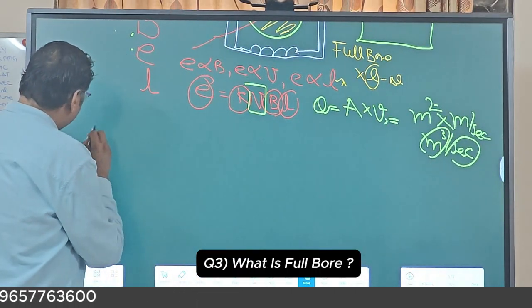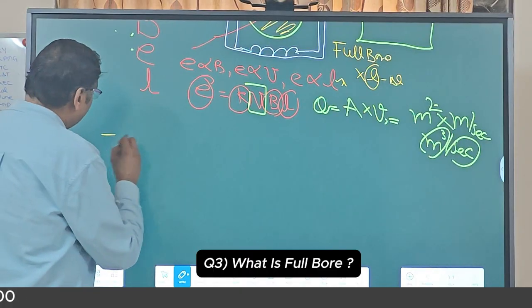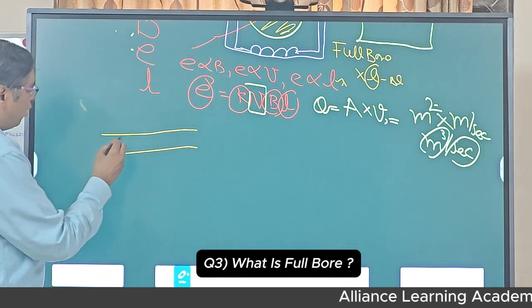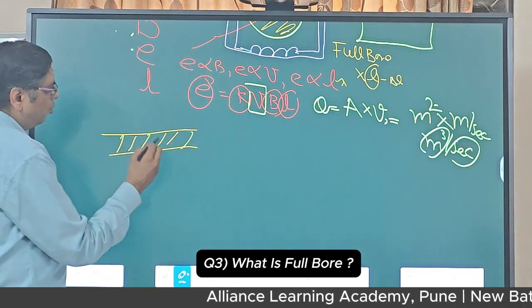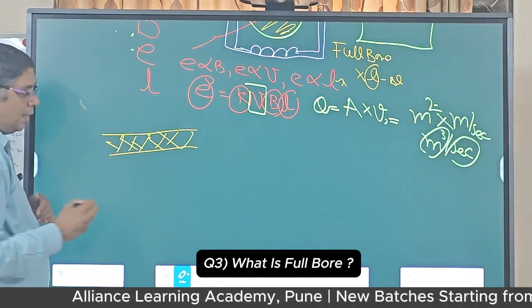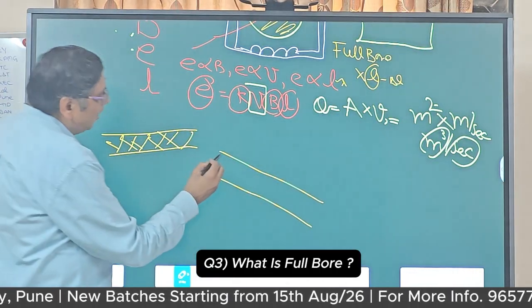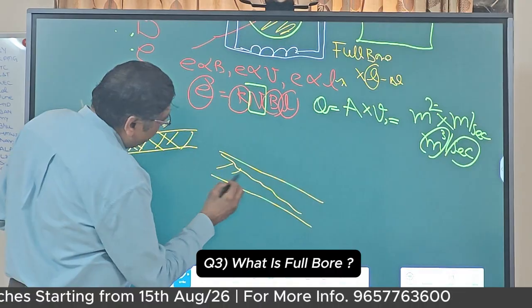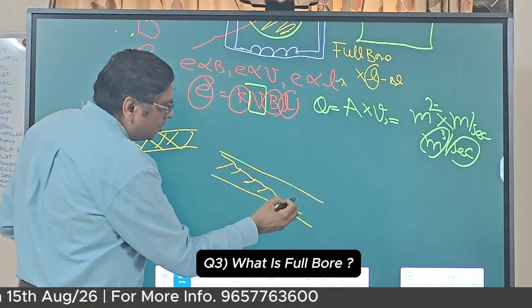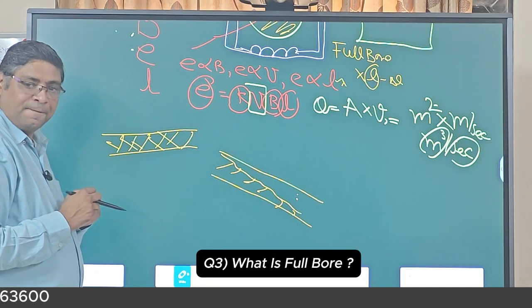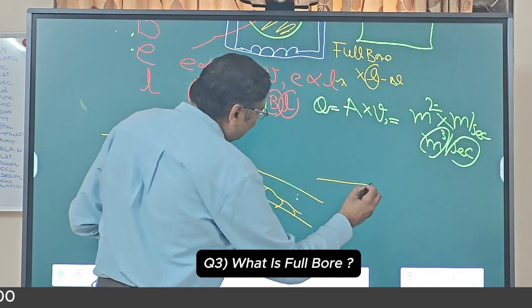Like this is my pipe, this is my pipeline. If my pipeline is like this, the water will be full most of the time, no problem. If my pipeline is like this, it may happen that my flow will be like this, and my pipeline is empty. Got it?